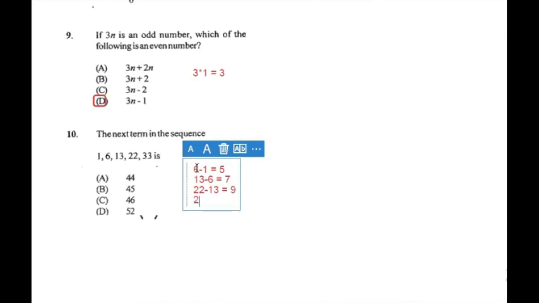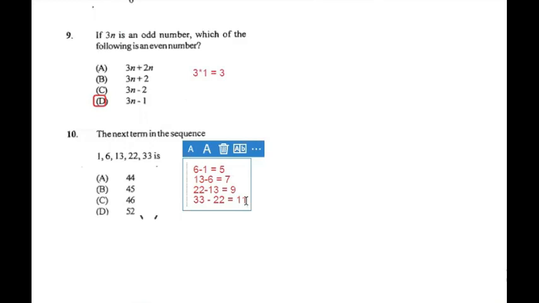And 33 minus 22, that would give me 11. So now I need to find out what the pattern is from the answers. So 5 to 7, that was an increase by 2. Then 7 to 9, that was also an increase by 2. Then 9 to 11, that was also an increase by 2. So I realize that the answers are always increasing by 2.